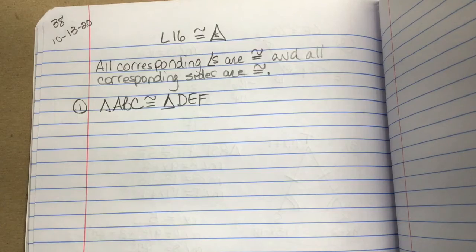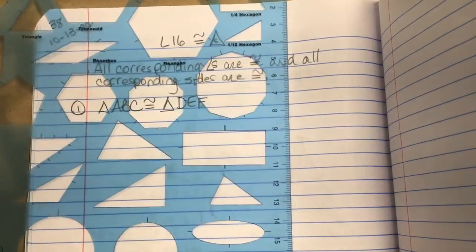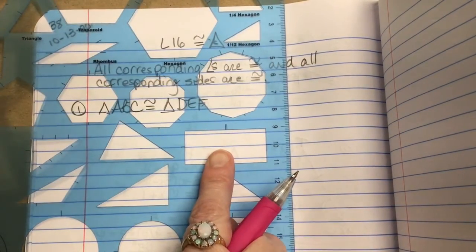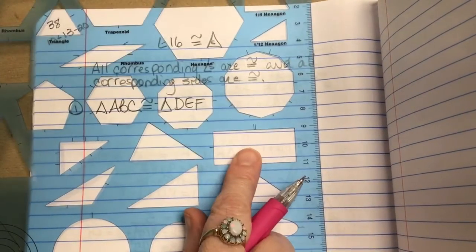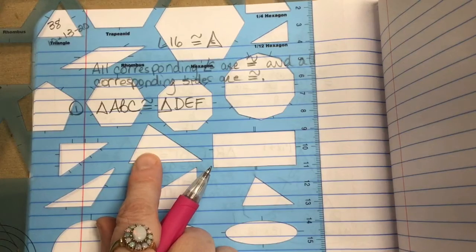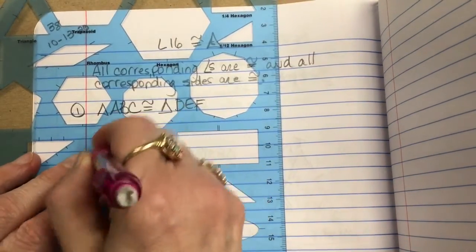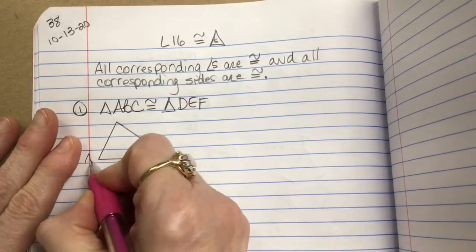So the classic one that I like is that acute scalene one that is just to the left of your rectangle, if you've got it facing up. So here's the rectangle, and I'm going to draw 2 of them. Now I'm going to call this one triangle ABC.